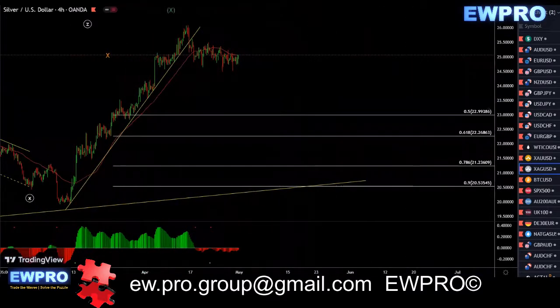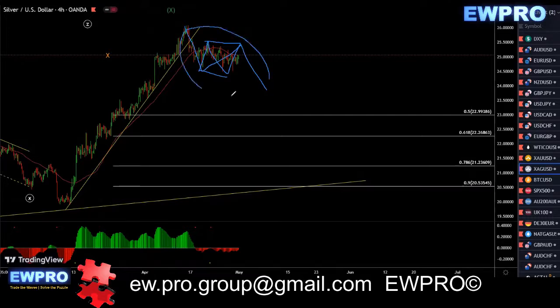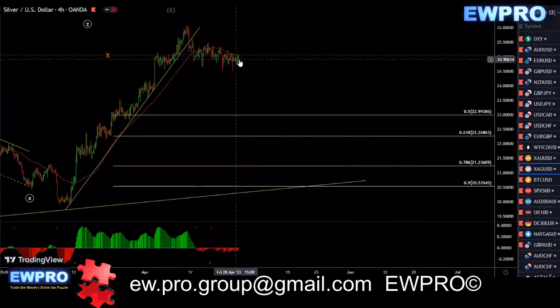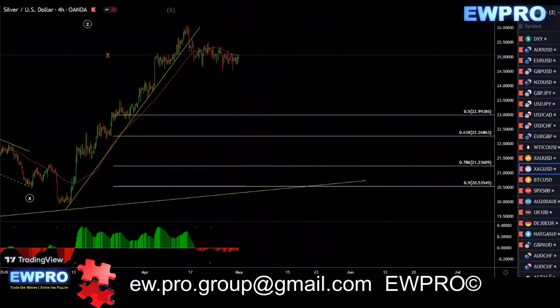We sort of got an A, a B. We get a C up here as a running or expanding flat, and then we get that A, B, C. I'd be waiting for a nice correction that we can identify, and then look for your buy setup. Ideally, it gets down to the 50 fib to give us the risk reward. But price doesn't have to get down to any of these levels, but that's what I'd be looking for.